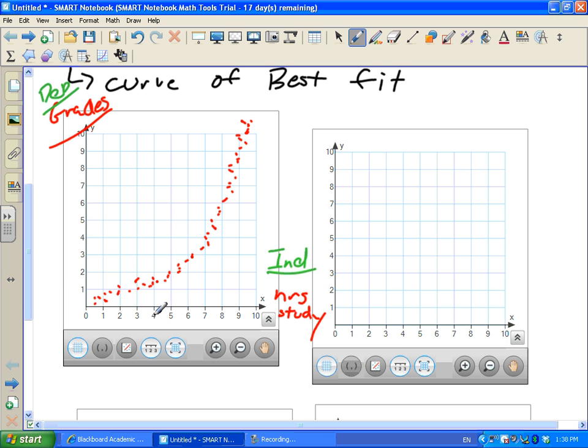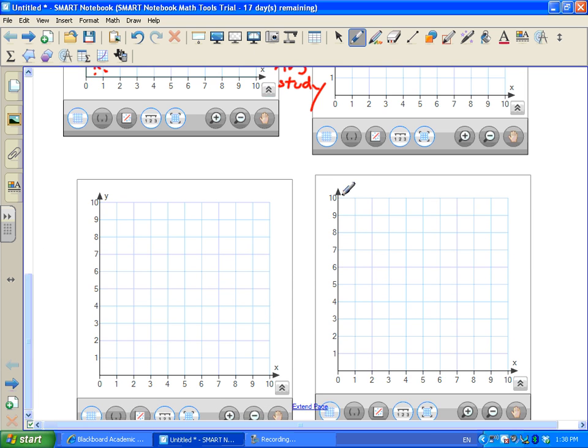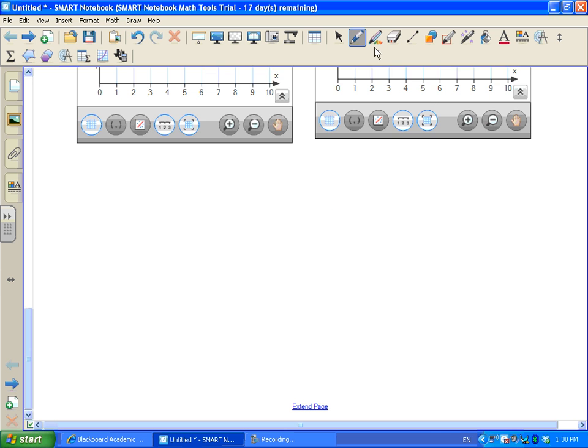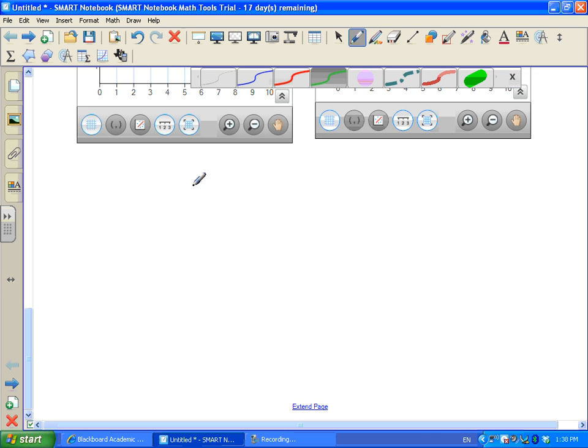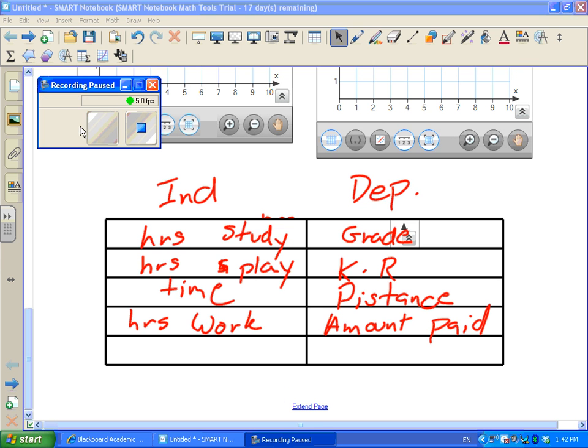So we've taken a look at this, and it looks like the more hours we study, the better our grades seem to get. Okay? Now before we move on, I'm going to go through a couple other cases of independent and dependent, just so we get an idea of what that means. So I'm going to make a little chart here, at the top.